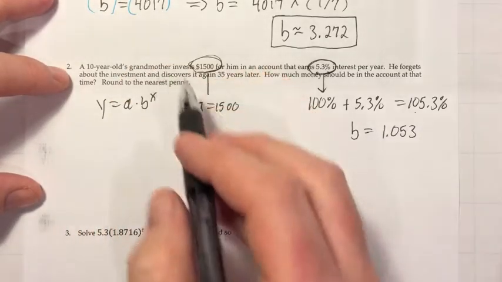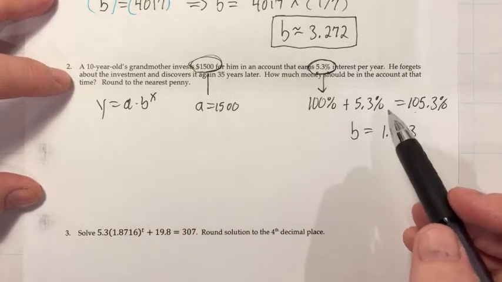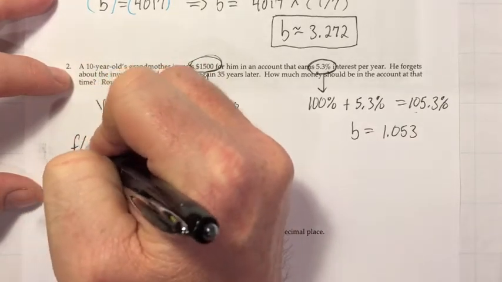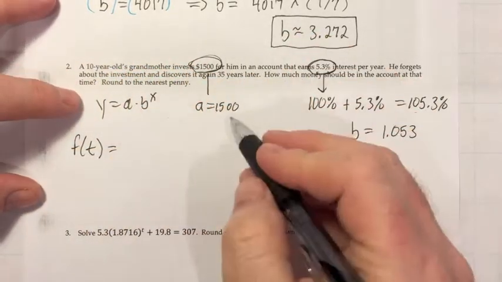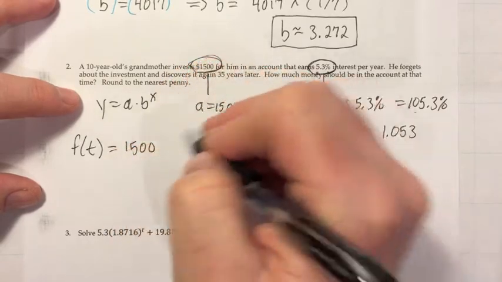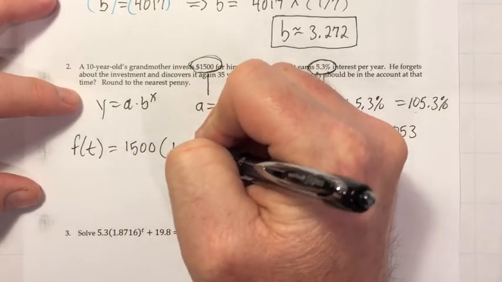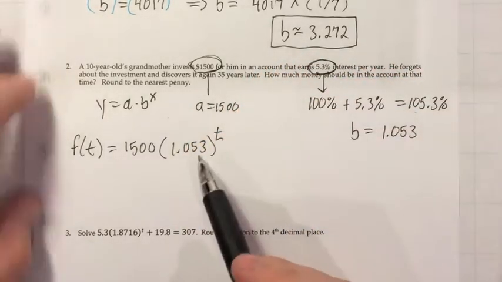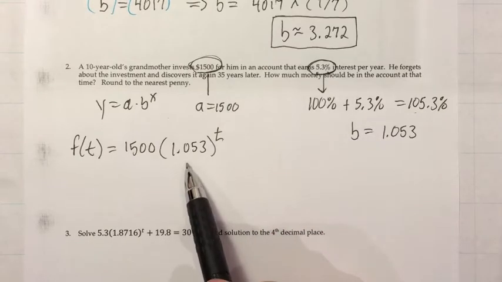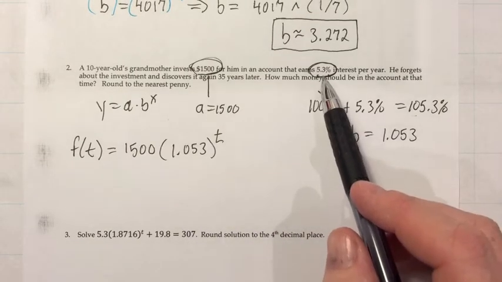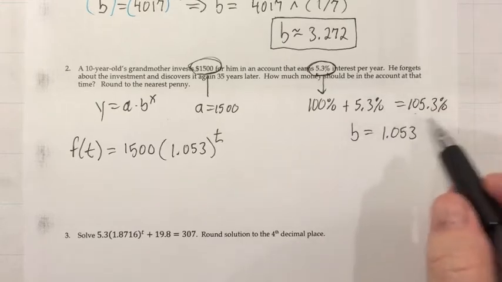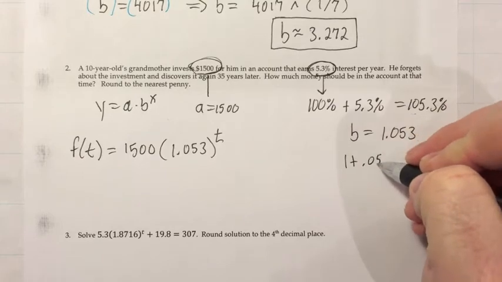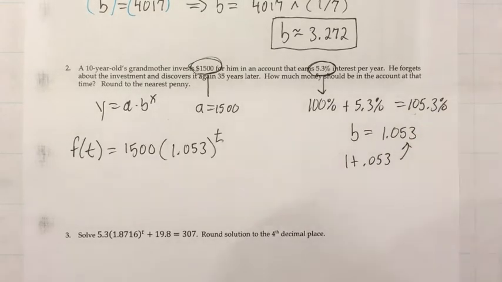I will write it in function notation, and we're using the variable t here for time probably, since we're talking about 35 years later. So I'll write it as f of t, and then a is 1,500, and the base is 1.053, and the variable is going to be t for time. So again, in order to have growth, you have to have a base bigger than 1. That interest rate is how much bigger than 1 you are. So I did it by adding 5.3% to 100%. You could also do 1 plus the decimal version of 5.3%, and that would get you straight there too.